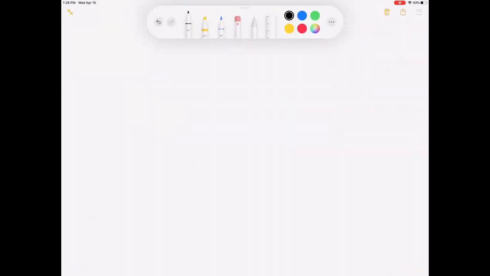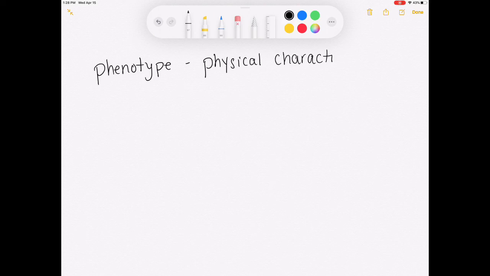Okay, so let's talk about the last two terms here, and then we'll kind of piece this all together. There's a vocabulary term called phenotype. Phenotype is the physical characteristic, or said even more simply, the trait.